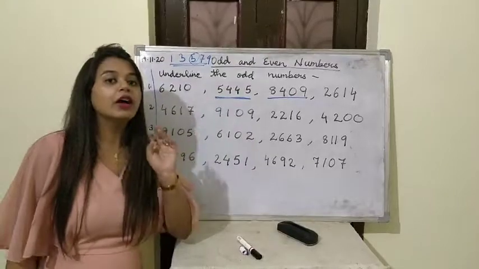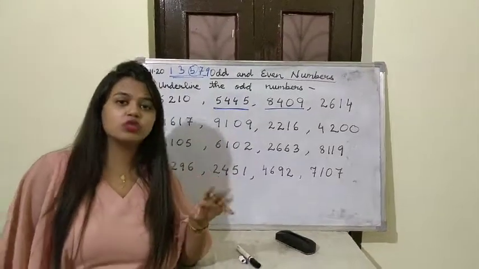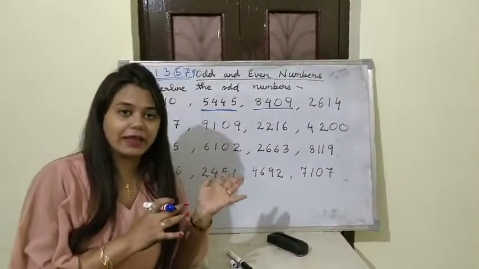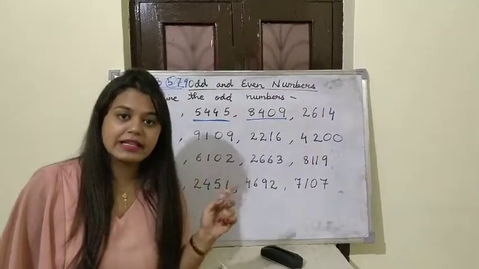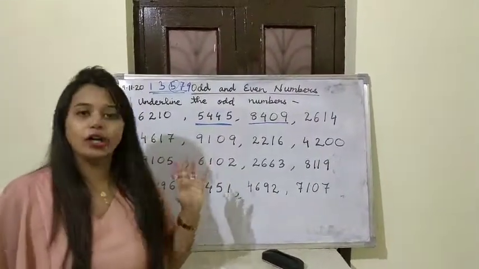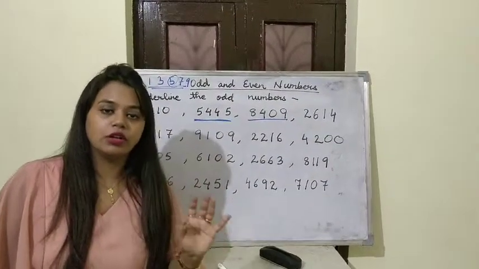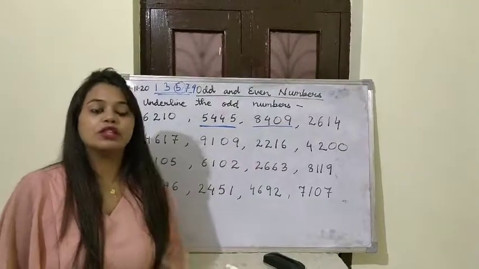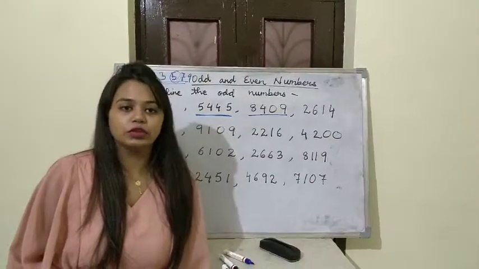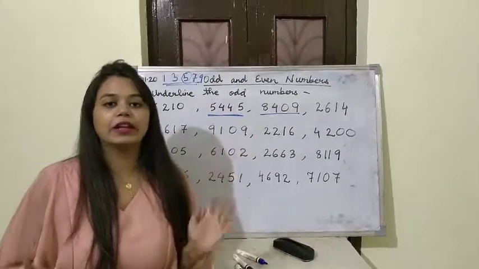So you have 3 exercises to do. First is your definition part, which you will copy as it is. And then second is your underline the even numbers exercise. And third is underline the odd numbers. Do all your work completely, nicely and at proper time. Please do not keep delaying the work. Otherwise it will pile up and then you will cry at the end.